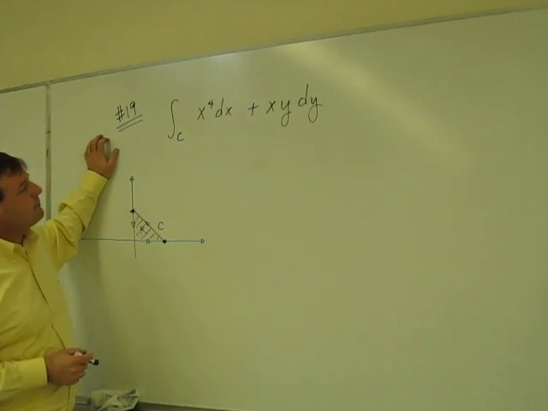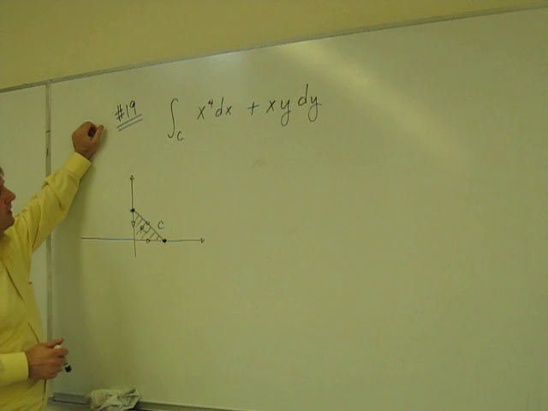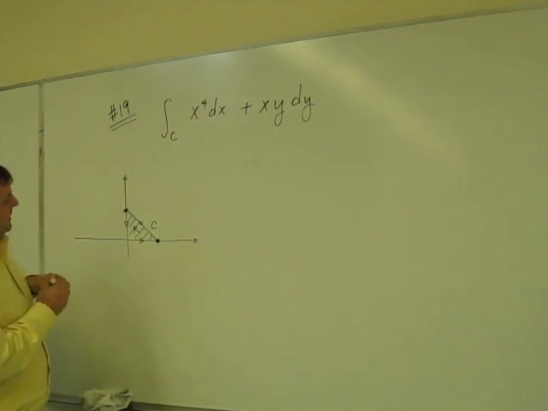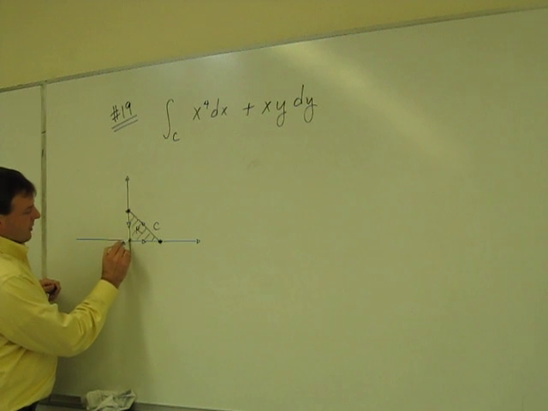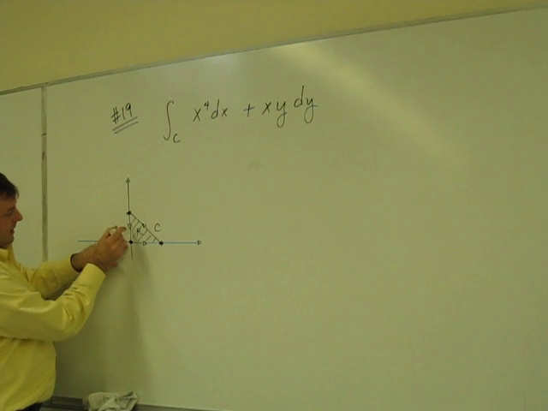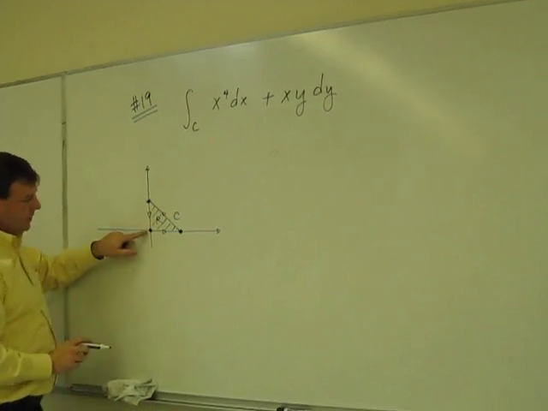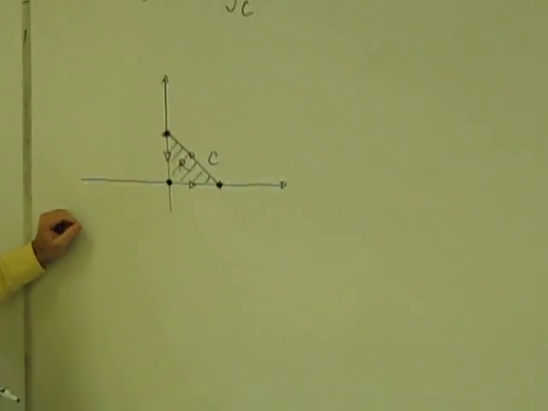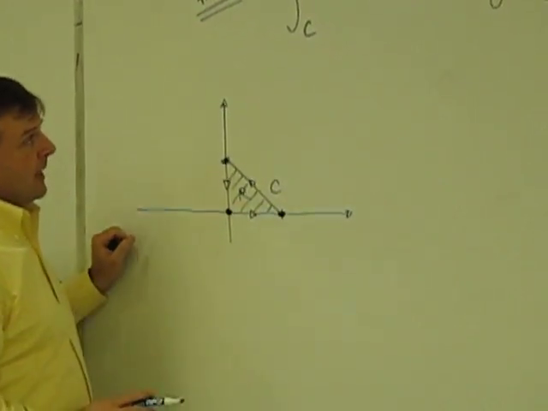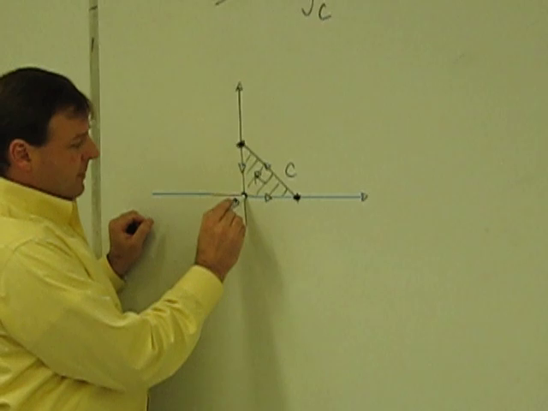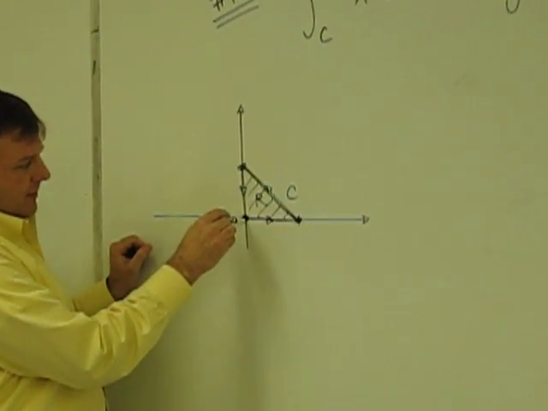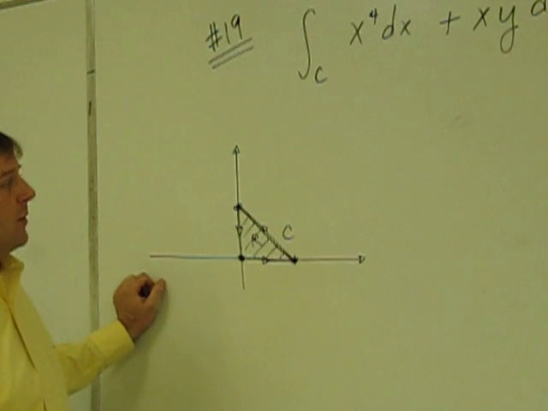Number 19 on your review asks you to compute this integral. The contour goes from (0, 0) out to (1, 0), up to (0, 1), and then back down. So I've drawn it in there. Now, if I were to do this line integral in the traditional way, I would have to parameterize this segment, and the third segment, and then do 3 separate integrals.